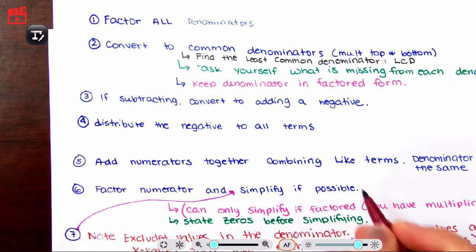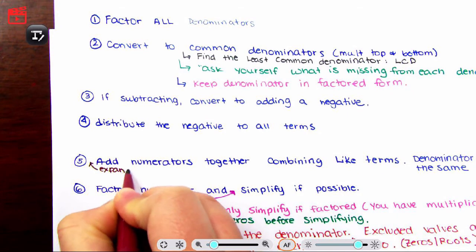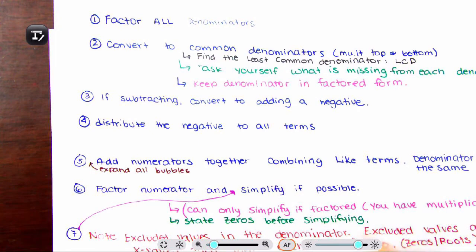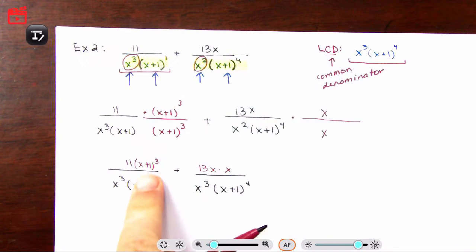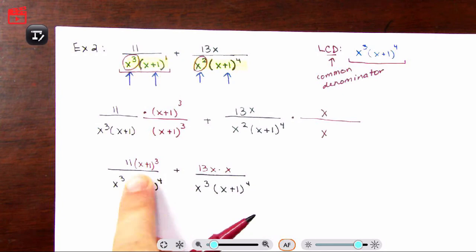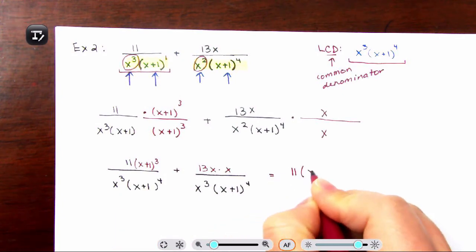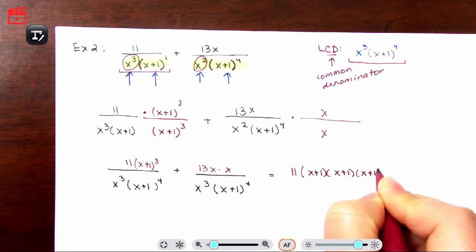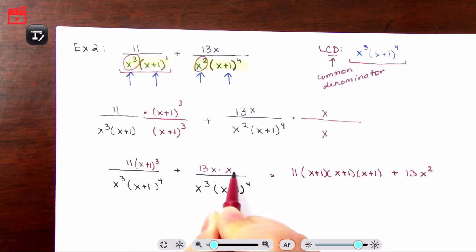So before doing that, we want to expand all bubbles. We want to expand all bubbles and then add the numerators together. So here I have an x plus 1 cubed, and that's the only bubble that I need to expand. So what I'm going to have is 11 times x plus 1 times x plus 1 times x plus 1. Then I'm going to have plus 13x squared. I'm going to combine those.